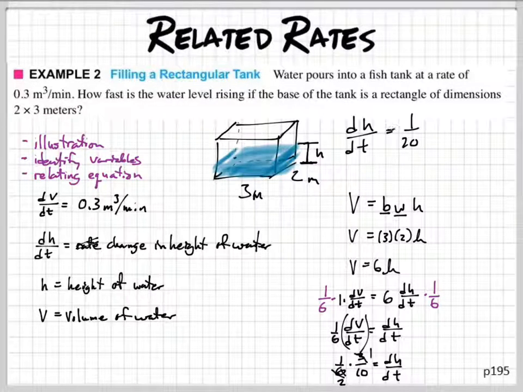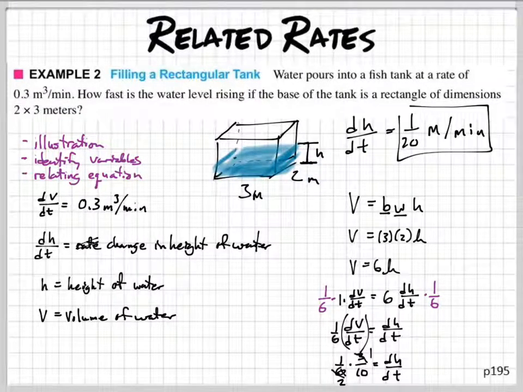Now what are my units for this one? Meters per minute. Yes, it's meters per minute. Why is it not meters cubed like this one? Because this is the height. Remember what dh is? H is the height. That's not going to be measured in cubic meters. It's just going to be measured in meters. And so those are your units for that one.